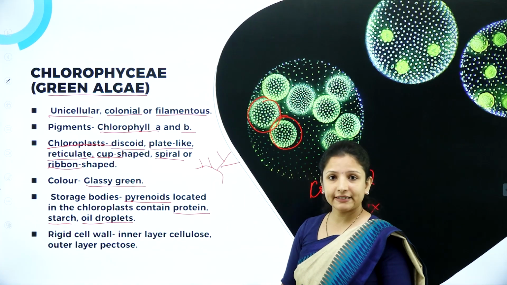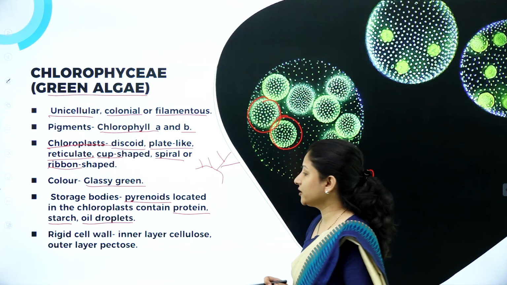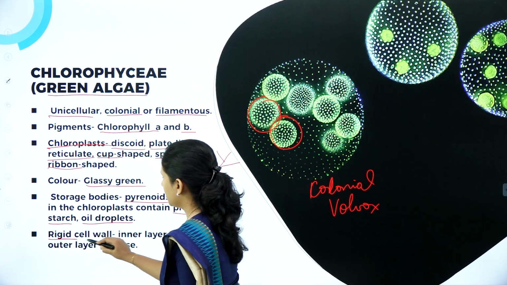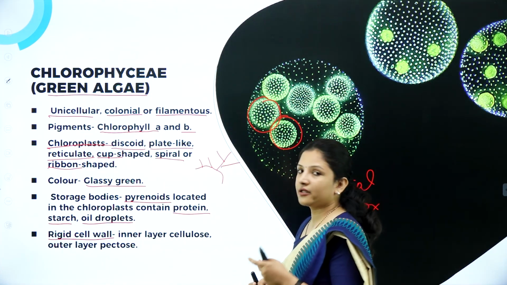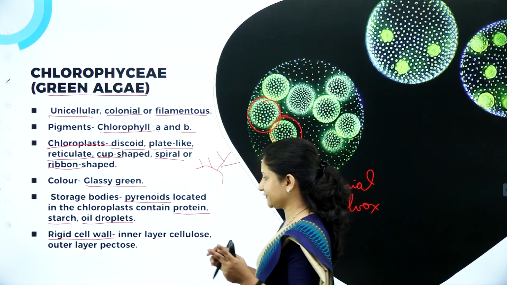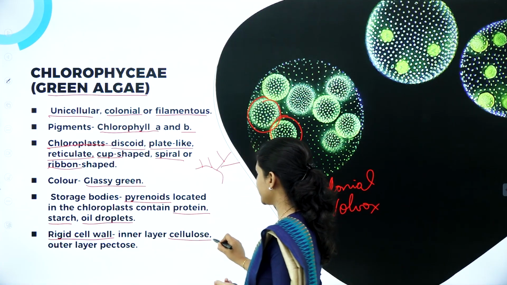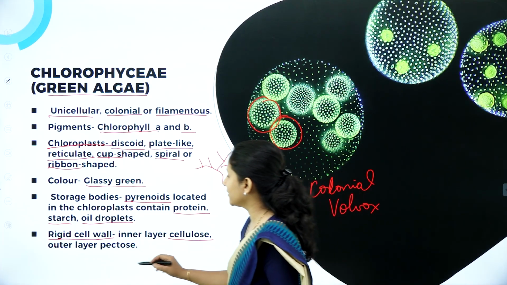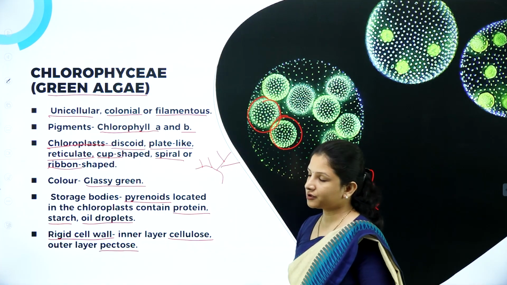And these Chlorophyceae members, their cells are covered by a rigid cell wall, wherein it has two layers of cell wall, where the inner layer is made up of cellulose and the outer layer is made up of pectose compound.